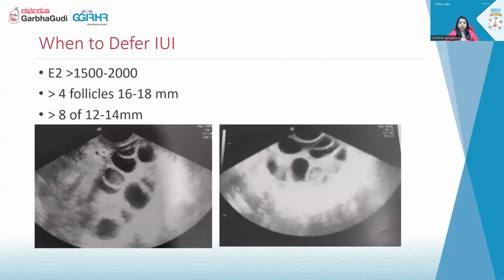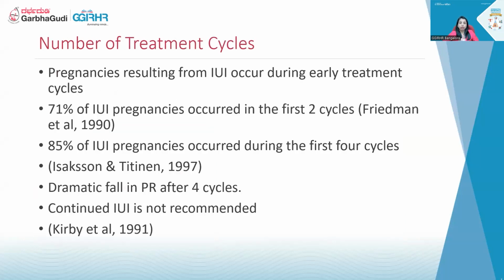So we understood how an ideal ultrasound monitoring or a stimulation for IUI should be. But when to stop? This is also equally important, because otherwise unnecessarily the patient might land up with OHSS or higher order pregnancies. So if you get more than 4 mature follicles, or you have multiple intermediate follicles, or if your estrogen level is more than 1500, it's best to defer or cancel the IUI. So how long can you actually try for an IUI treatment?